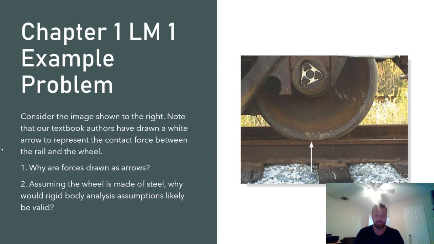Two, assuming the wheel is made of steel, why would rigid body analysis assumptions likely be valid? The key point I'm trying to emphasize there is that this is a very strong material. This problem is kind of a loaded question. You need to be able to think in advance a little bit more. But the key point is when we think of steel, we think of things that are strong, that under most normal loading conditions aren't going to physically change their shape when we apply forces to them.